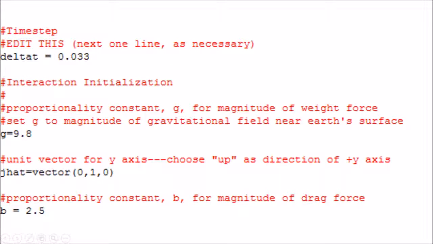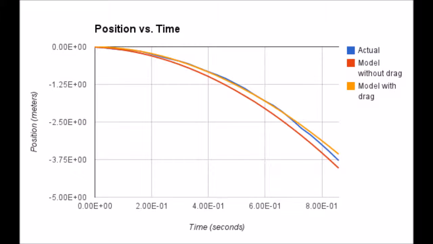So when I go back to my code, I add my B constant, which through trial and error was found to be 2.5. J-hat was set to 0, 1, 0 to choose the orientation of the y-axis. As you can see, this fits the model much better than the one without drag.